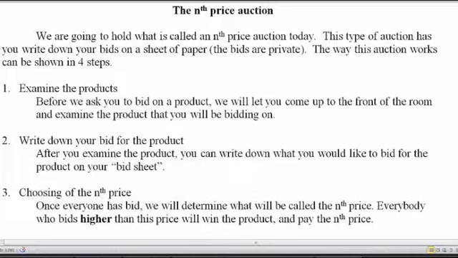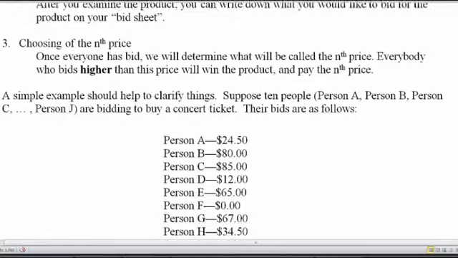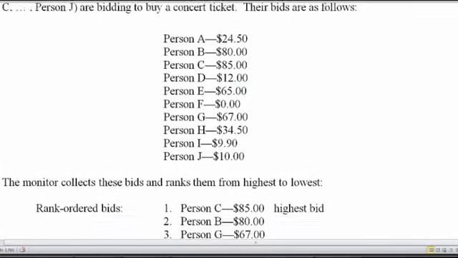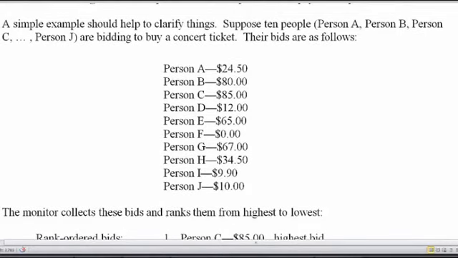Now, step 2, once you've seen the product, you write down a bid. You have bid sheets, so you'll write down your bid on the bid sheet. Once we have all the bids, this is where it gets a little bit different. The monitor will collect all of the bids and order them from highest to lowest. Then we draw what's called an nth price. And I say we draw, but actually it's going to be one of you drawing it.